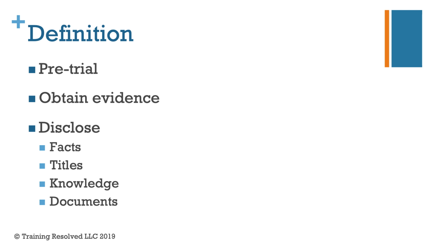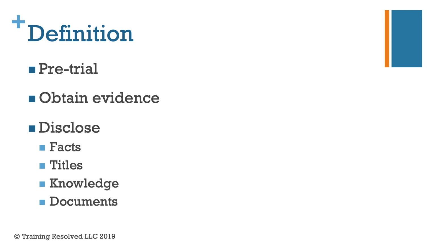Discovery happens pre-trial. That means that you need to obtain evidence from the other side and they get to obtain evidence from you before you have a trial. You can't have a trial unless you have some evidence. So each party is required to disclose facts, titles, knowledge, documents, all different sorts of things that you have access to that the other side does not. On the flip side of that, they get to ask you for the same sorts of things.